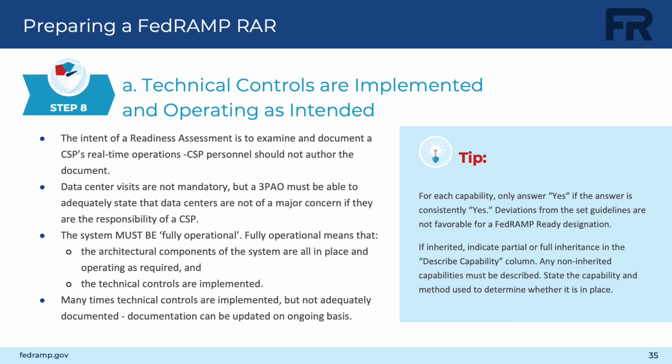FedRAMP relies on the technical expertise of each 3PAO. The 3PAO must be able to attest that the system is fully operational and is FedRAMP ready. Fully operational means that the architectural components of the system are all in place and operating as required, and technical controls are implemented. We realize that many times a system is fully operational, but the documentation regarding the technical implementations of the capabilities is poor. Documentation can be updated on an ongoing basis. It is rare for a CSO to remain in stasis given the very nature of cloud computing.